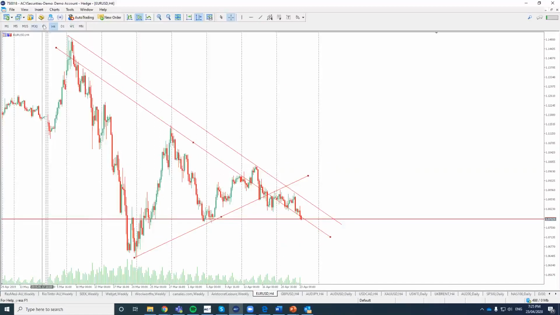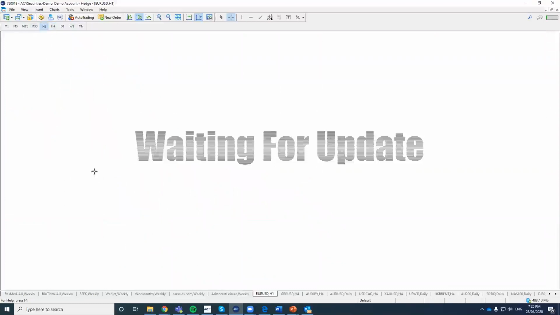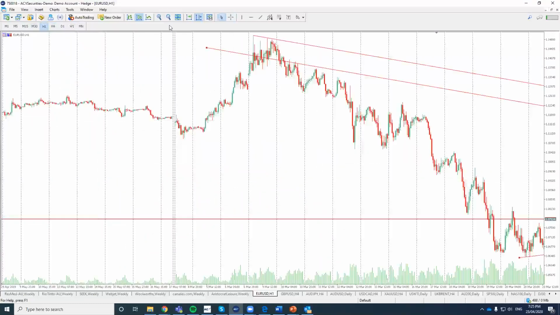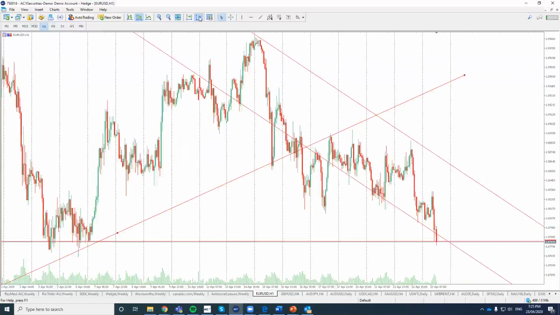To then move this down a chart, let's say we're going to go down to an hourly just to see if it has a nice look. And in here, you could then continue to do that same idea, but now you've got a channel to work in as well.